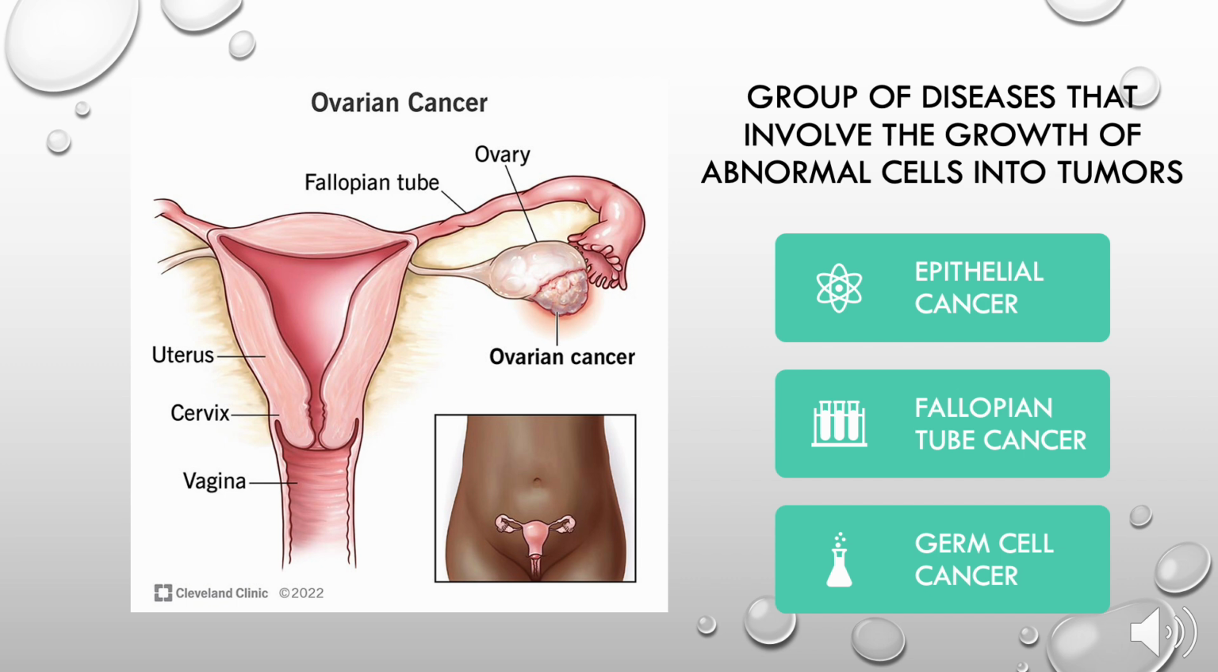Most people think that it's just one whole cancer, but ovarian cancer actually includes several types, such as epithelial cancer, which is actually the most common type. This starts in the cells that cover the ovary. Germ cell cancer, which starts in the cells that actually produce eggs, and then fallopian tube cancer, which forms in the tissue lining of the actual fallopian tube. And there are quite a few others as well, but these are the three primary forms of ovarian cancer.